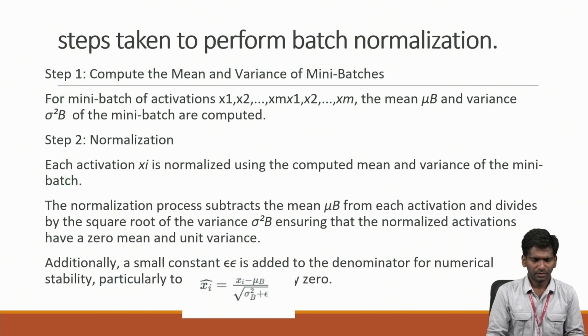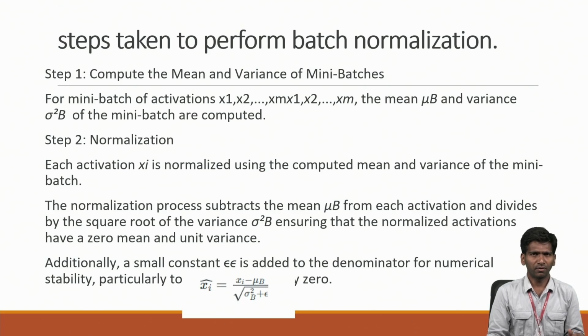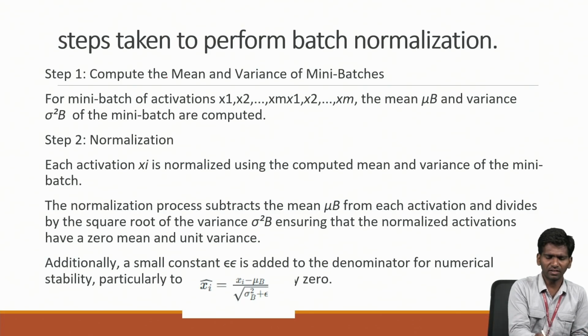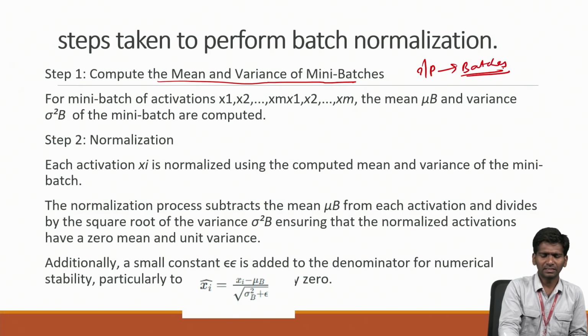What are the steps to be performed? There is a step-by-step procedure to perform batch normalization. In step 1, we compute the mean and variance of mini-batches. The inputs will be in batches, so we will be finding the mean and variance for these batches.